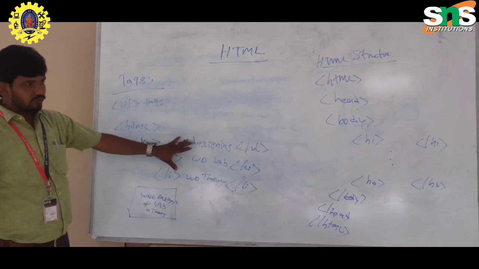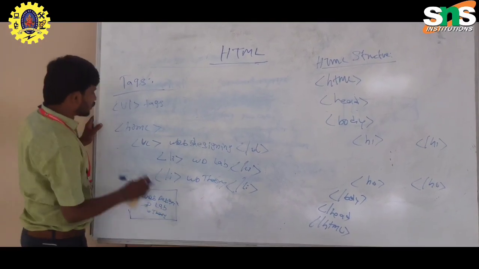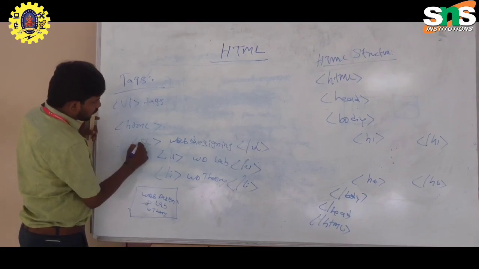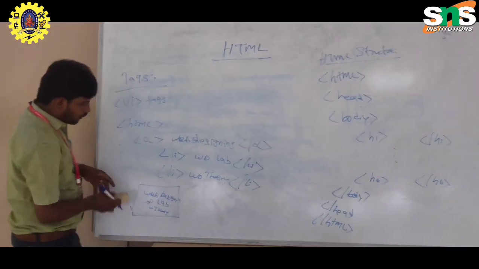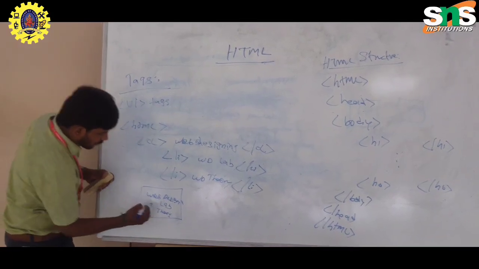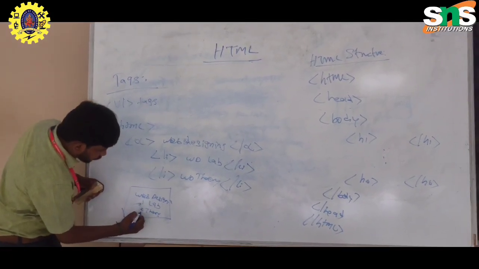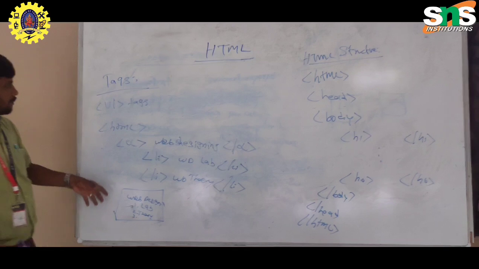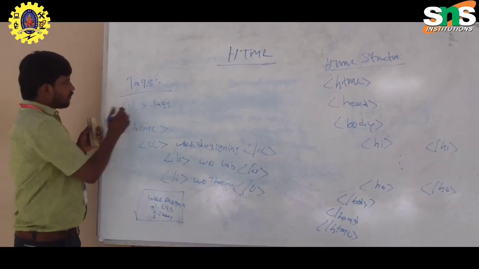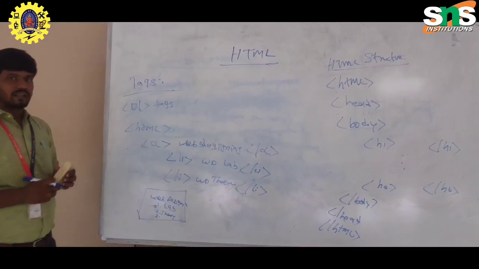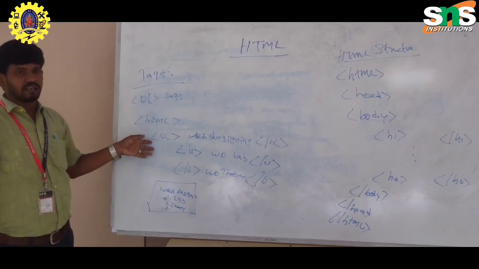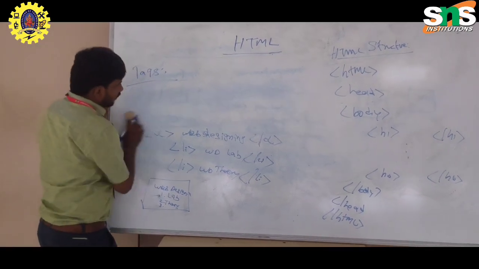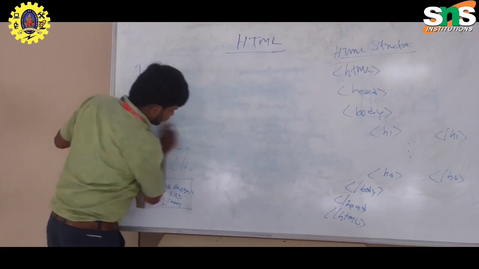In the ordered listing format, we use only the OL tag, which is the ordered listing tag. Same as before, but instead of bullets we get numbers 1, 2, 3. This is the main difference between the ordered listing tag and the unordered listing tag. Now let's see the table formats.